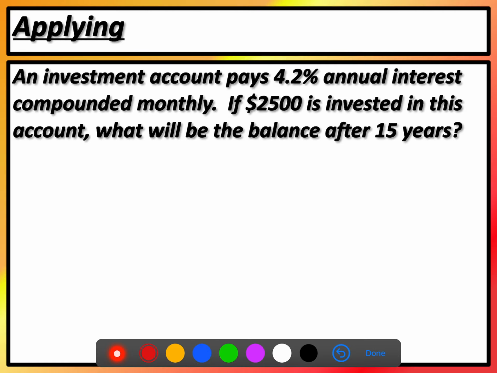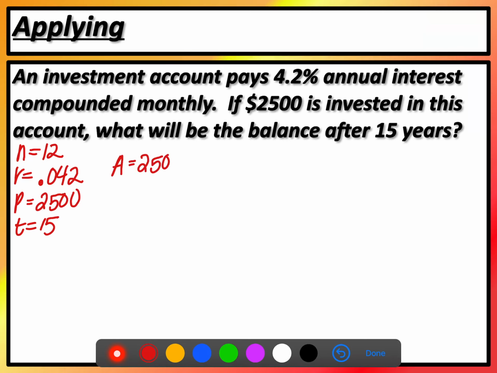So an investment account pays 4.2% annual interest compounded monthly. If $2,500 is invested in the account, what will be the balance after 15 years? Okay, so it says interest compounded monthly. So monthly means that I have 12 compounding periods. My rate is 0.042. My principal is $2,500 and my T is 15. Okay, so this is just a straight shot. Plug it all in.